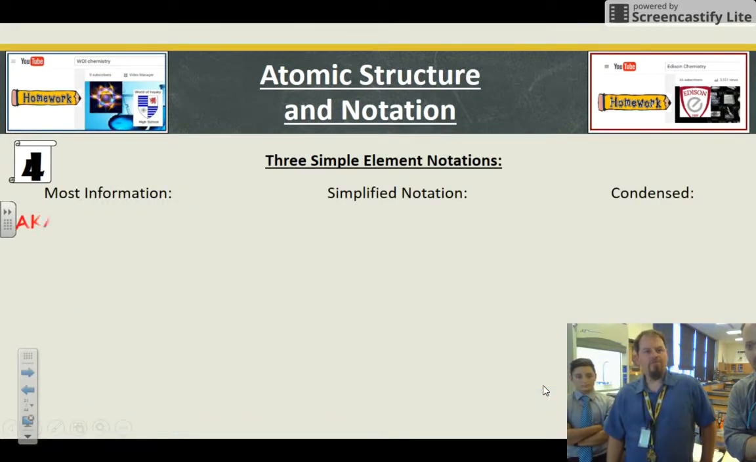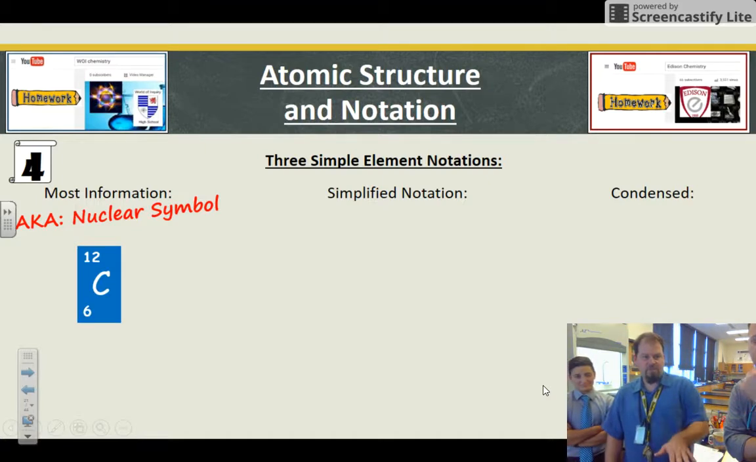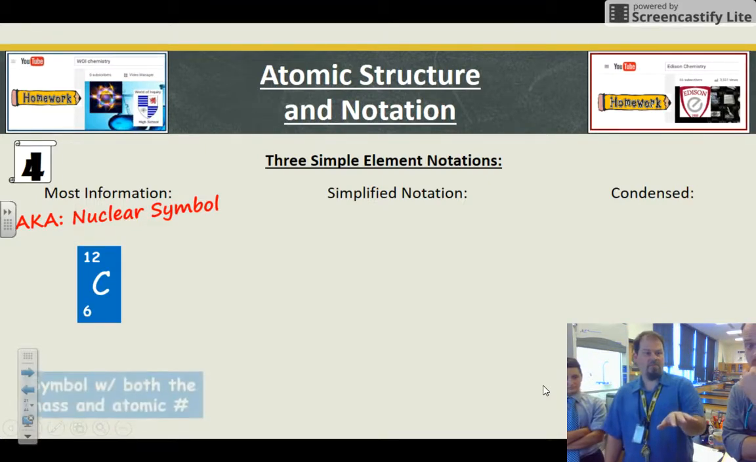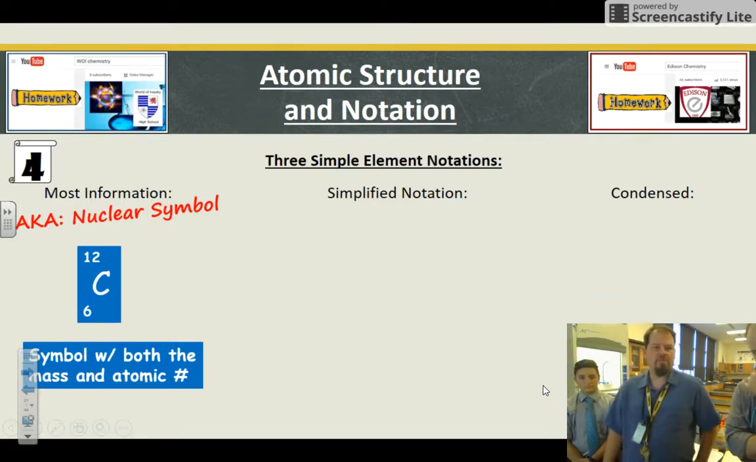We got anything else over here? Oh my goodness, there's a few different ways. So this is the nuclear symbol. The nuclear symbol is this because there's 6 protons. Carbon must have 6 neutrons to get a total mass of 12. So this gives me the symbol with both its mass and its atomic number. All of that stuff is in the nucleus. So we call it the nuclear symbol.